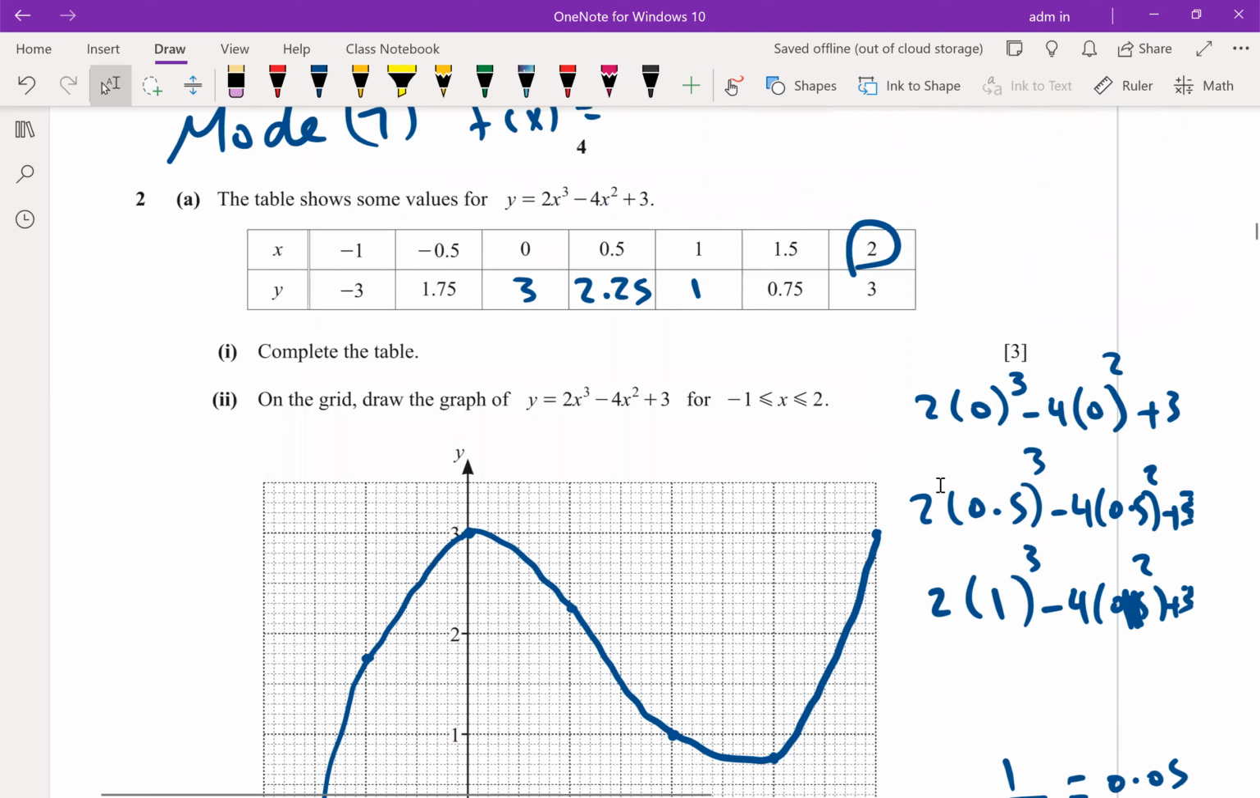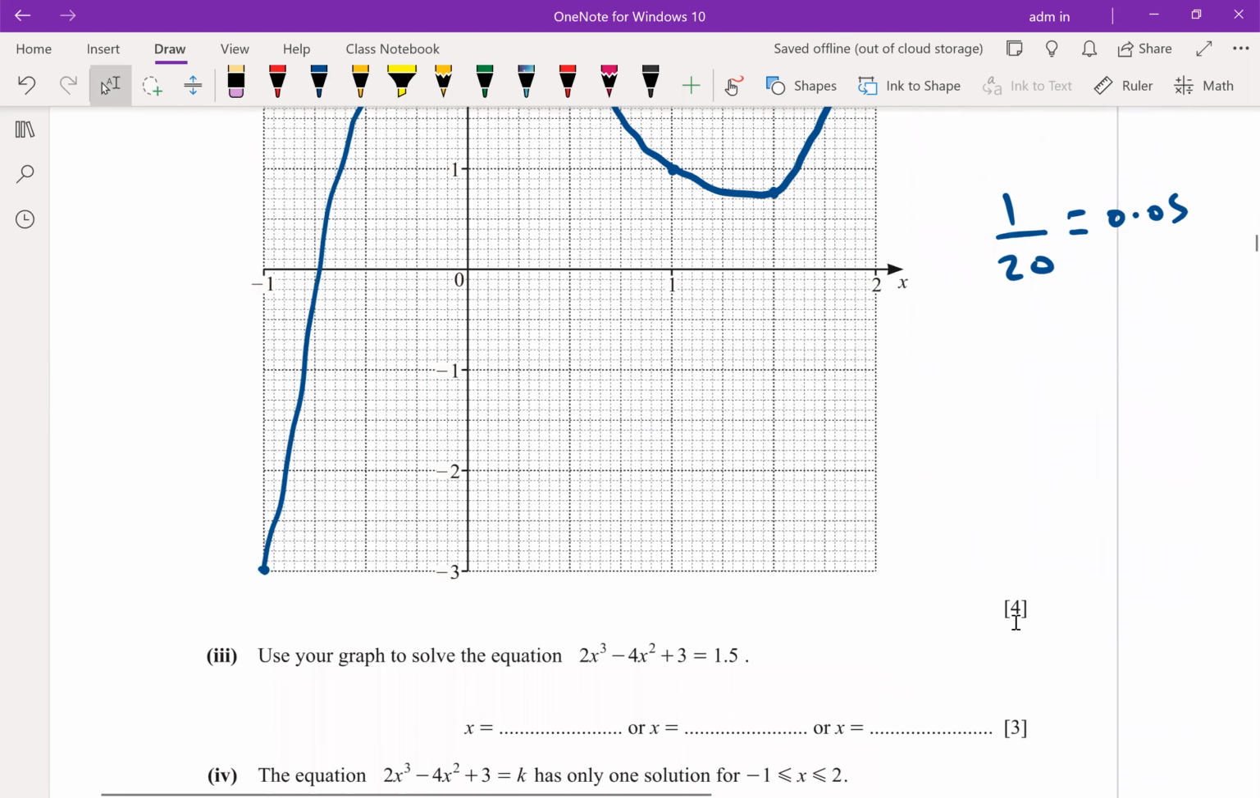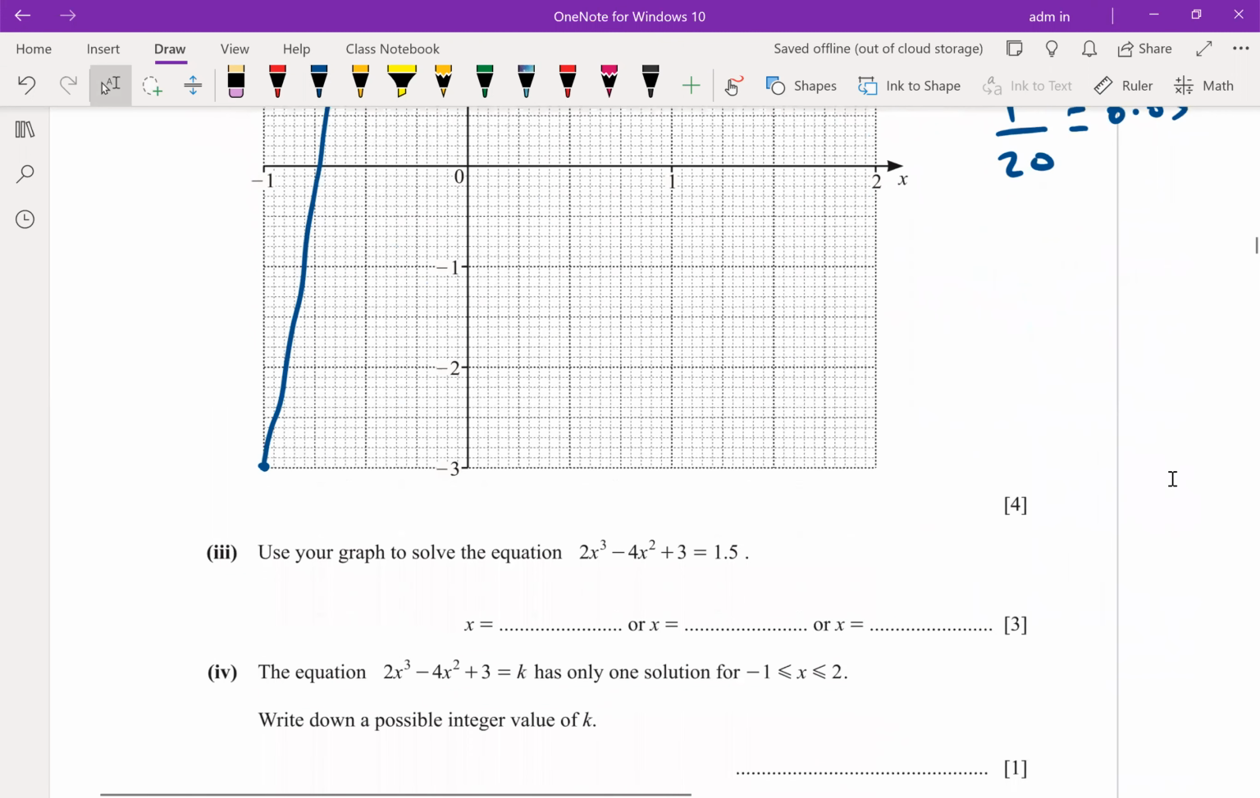We did completing a table, 3 marks, and plotting the points and sketching the graph, 4 marks. Now question 7: use your graph to solve the equation. Let's start now to explain this part.